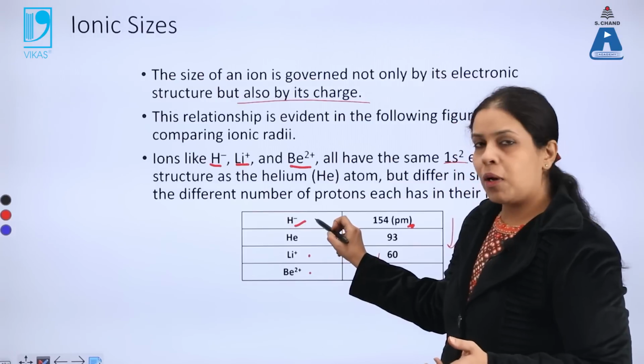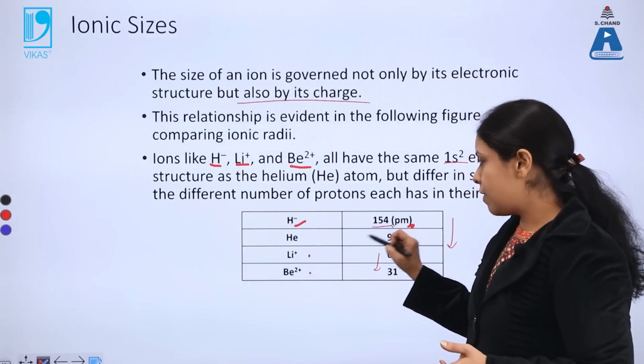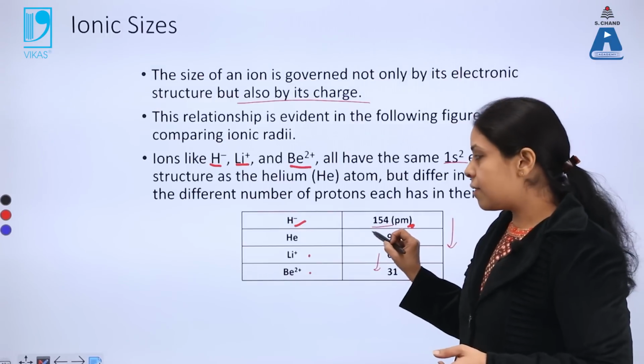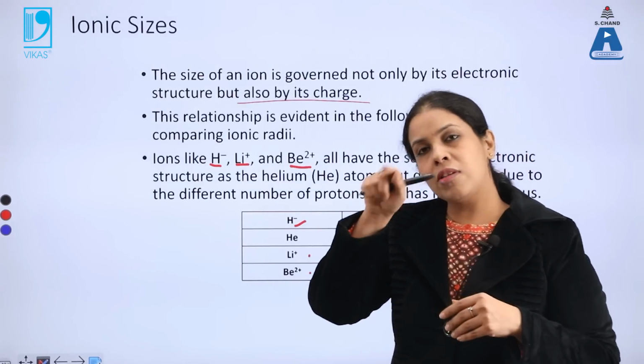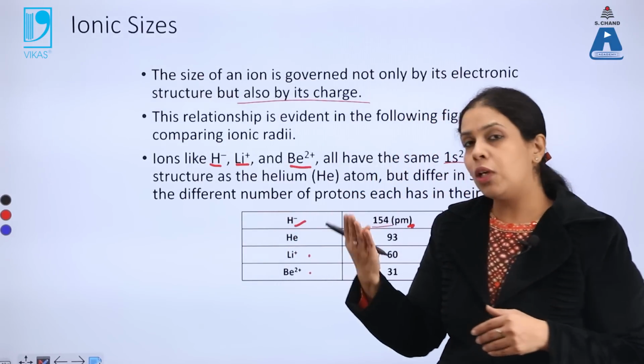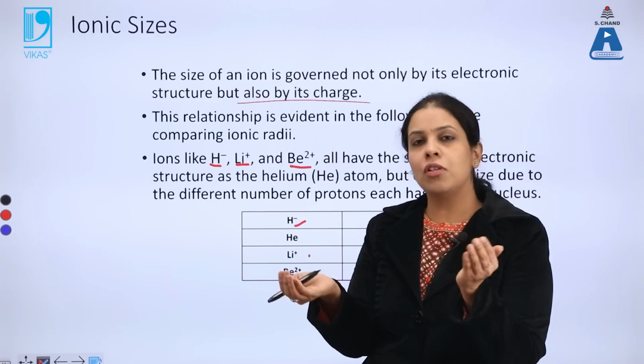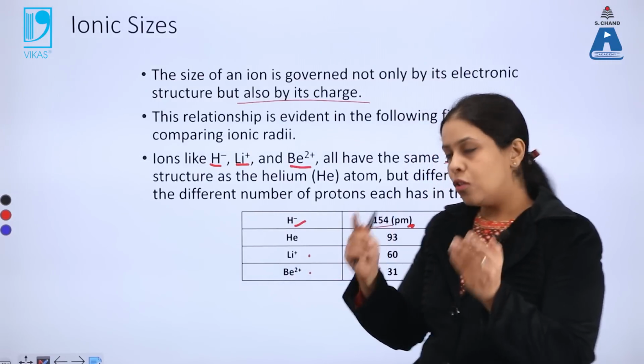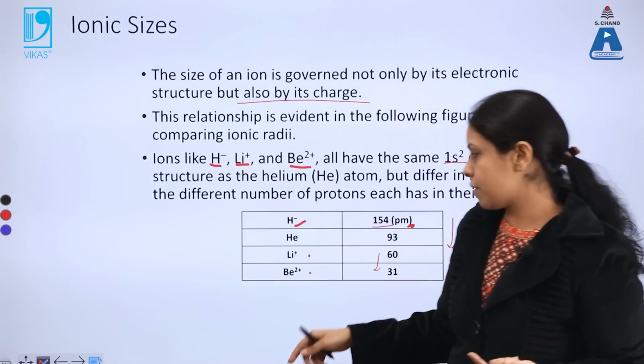In the case of H-, the size increases as compared to helium. The reason is that hydrogen has only one proton, but it has 2 electrons. So one proton is not sufficient to attract 2 electrons, and the size increases.